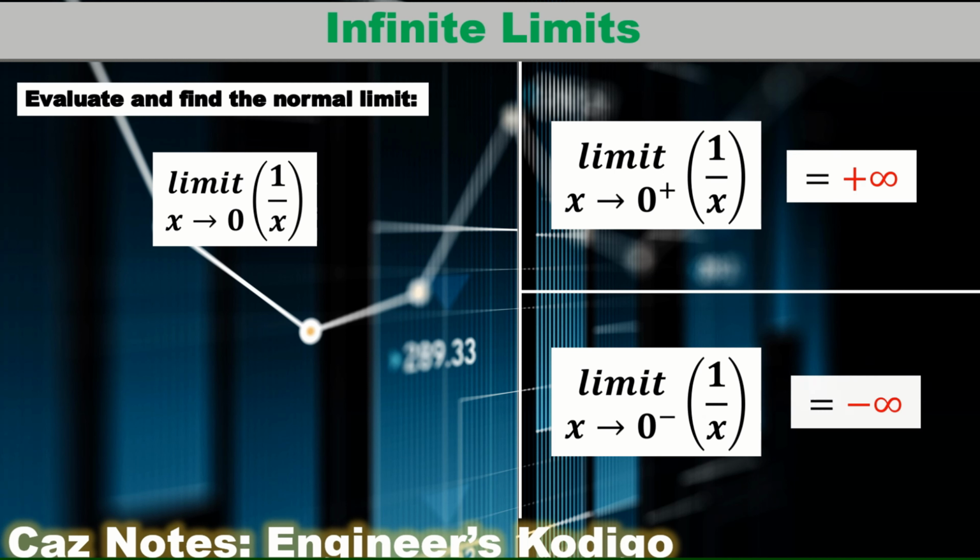Perfect. So therefore, the left-hand side limit of the function 1 over x as x approaches 0 is actually negative infinity.